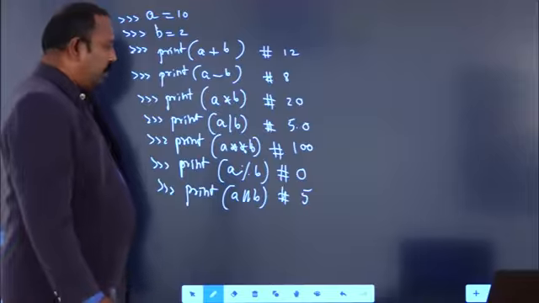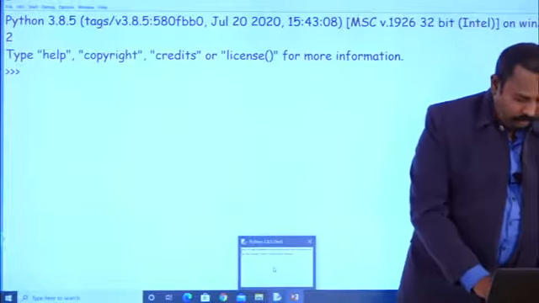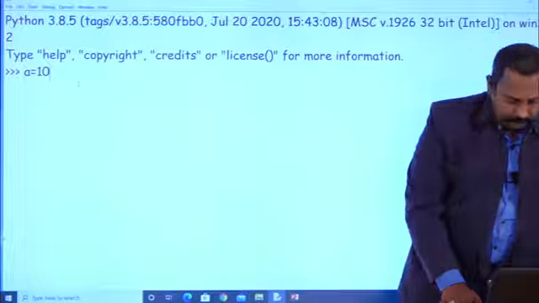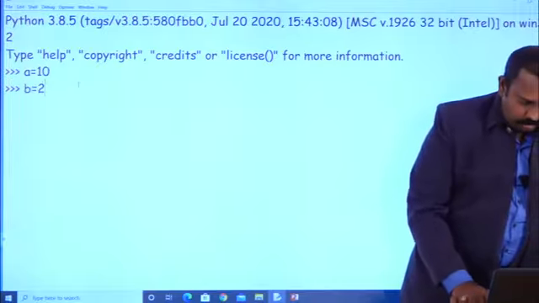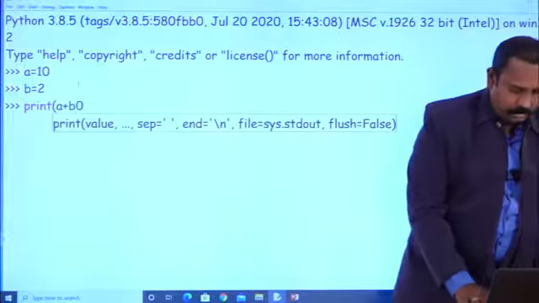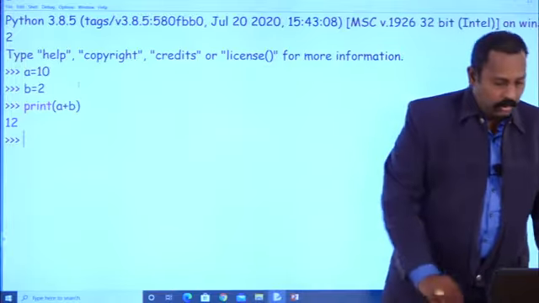Okay. Now we will see the execution one by one here. This is Python IDLE. Taking a equal to 10 and b equal to 2, print a plus b. What is the output we will get here? 12.